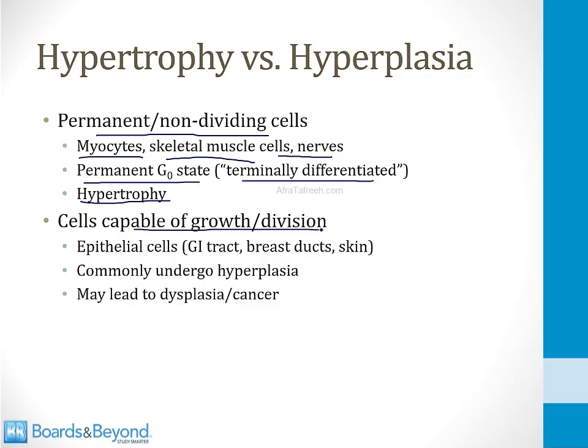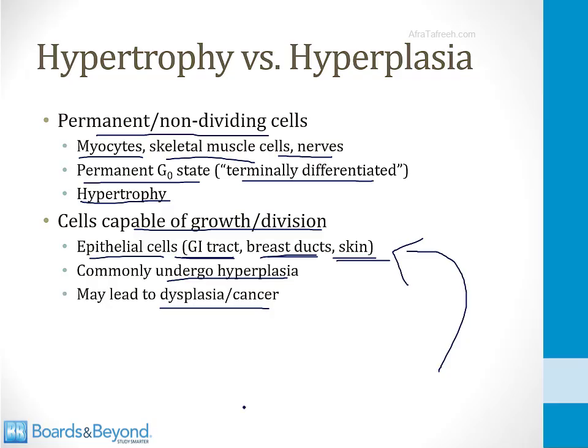Other cells are capable of growth and division even under normal circumstances. For example, epithelial cells have stem cells within the epithelial cell layer that can regenerate lost epithelial cells. You find this in the GI tract, the breast ducts, and the skin. So these cells are normally capable of division, and therefore when faced with a stress, they commonly undergo hyperplasia, and this in many cases leads to dysplasia and cancer. So for this reason, you hardly ever see cancers in the heart or in skeletal muscle, but you commonly see cancers in the GI tract, the breast ducts, and the skin, and that's because these places have cells that are capable of cell division. Those cells often undergo hyperplasia, and as I told you before, hyperplasia can lead to malignancy.